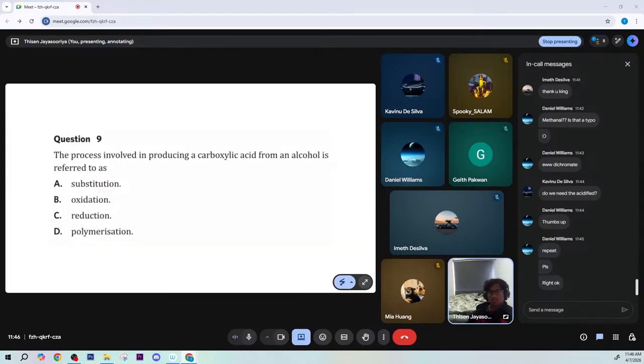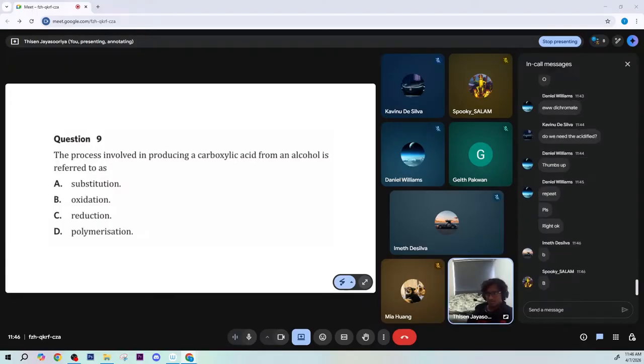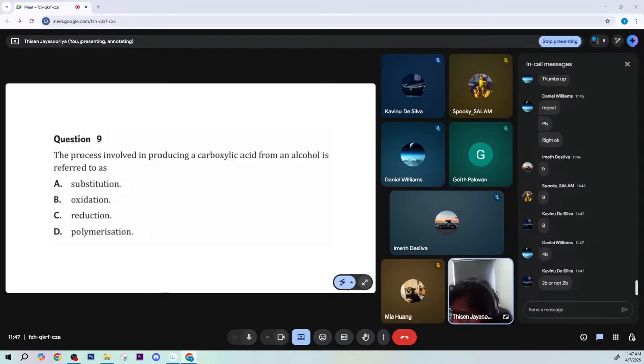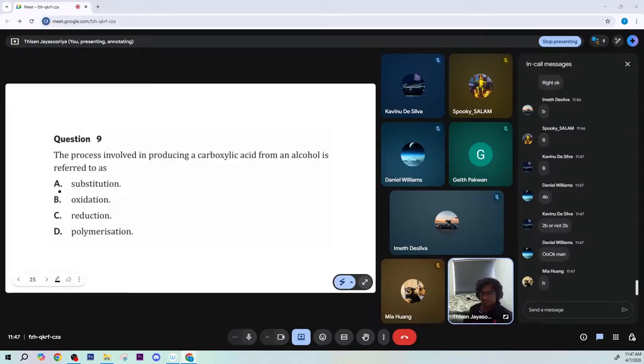The process involved in producing a carboxylic acid from an alcohol is referred to as what? Is it a substitution, oxidation, reduction, or polymerization? We got B. We got two B's. We got three B's. We got a fourth B. What do you guys think the answer is? A, B, C, or D? B? It's B here. Yeah.